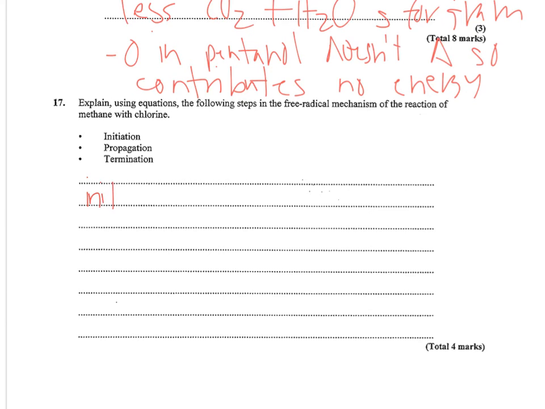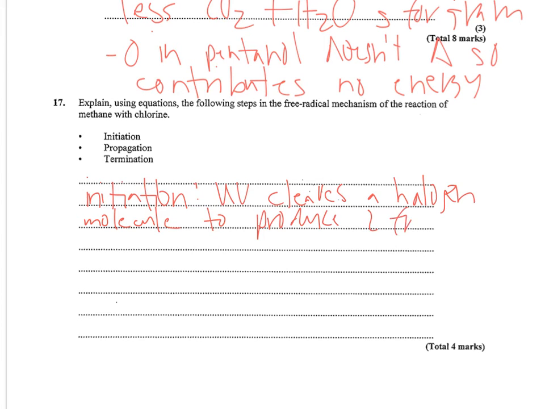So initiation, a couple key things you need to mention is that you need UV light, and it cleaves a halogen. More specifically, a halogen molecule. And it produces 2 free radicals. And the equation for that is Cl2, show the UV light, and then show the free radicals with that unpaired electron.